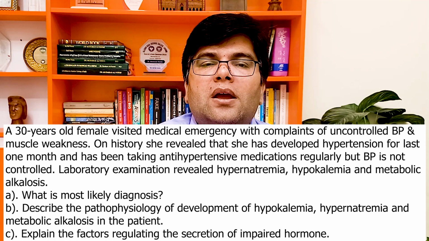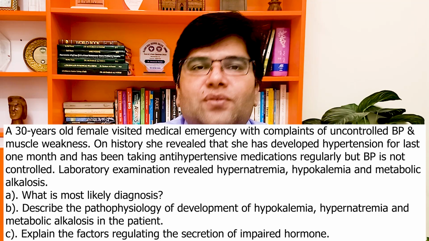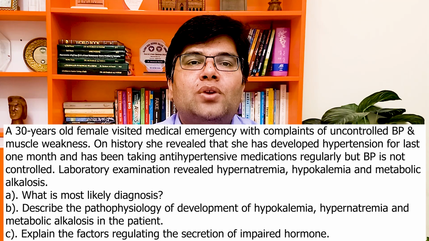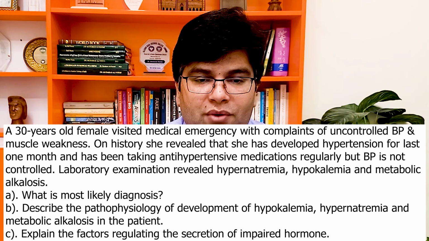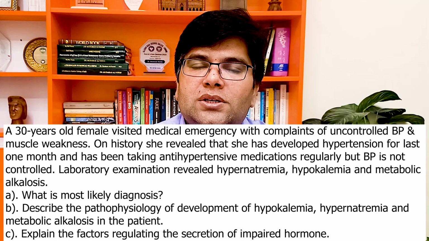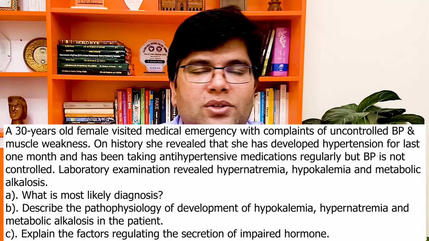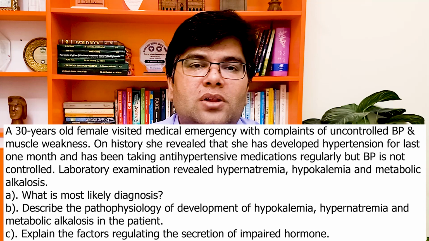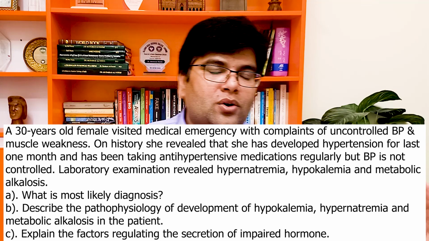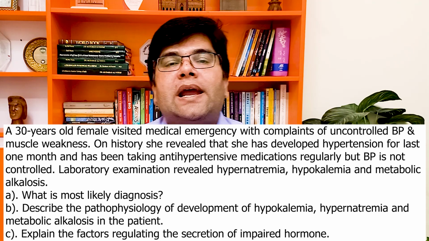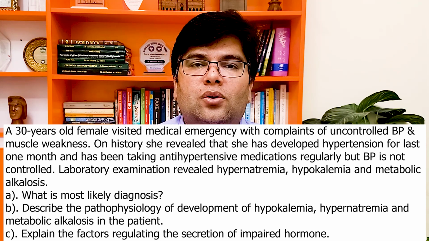So hypokalemia. Because it increases the reabsorption of sodium, it has a tendency to increase your sodium level in the blood. So it can cause hypernatremia. And because it can increase the loss of hydrogen ions by increasing the secretion from distal convoluted tubules of the kidney, this can cause more loss of hydrogen ions, which are acids. Hence it can cause metabolic alkalosis.